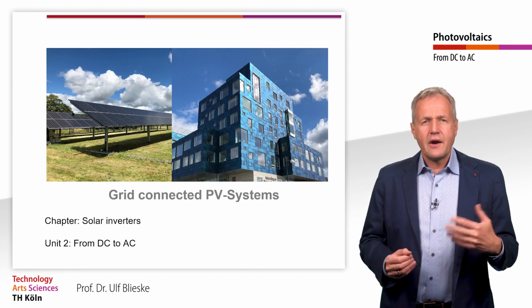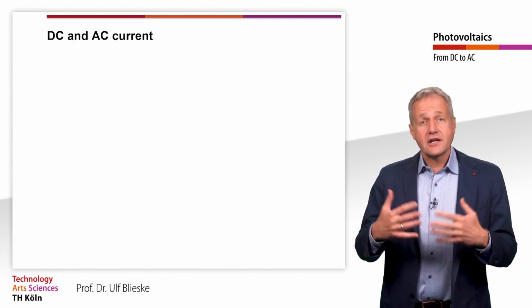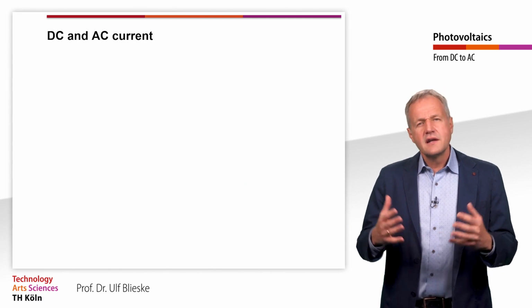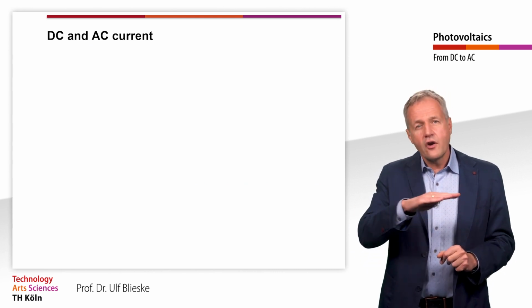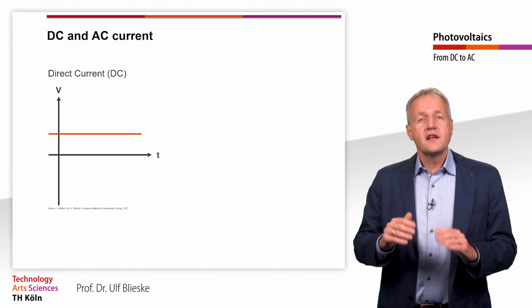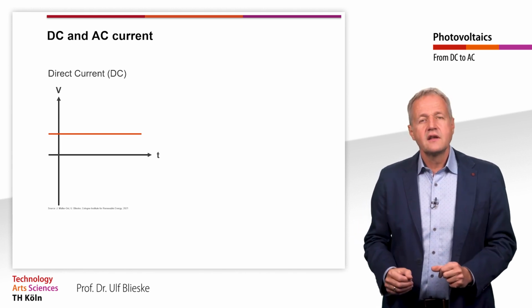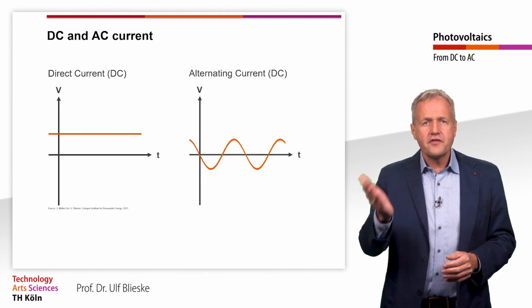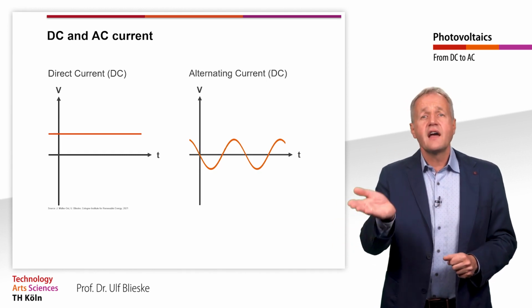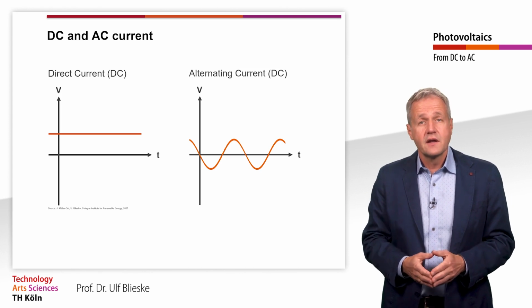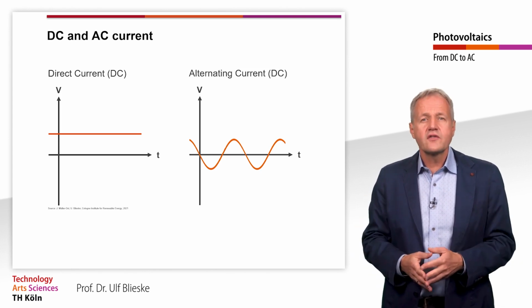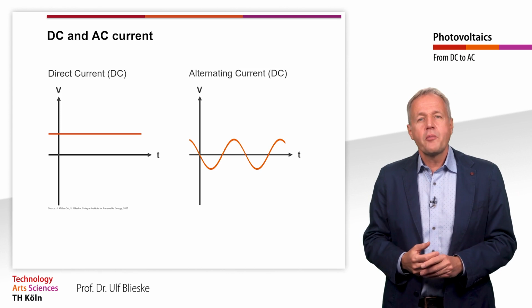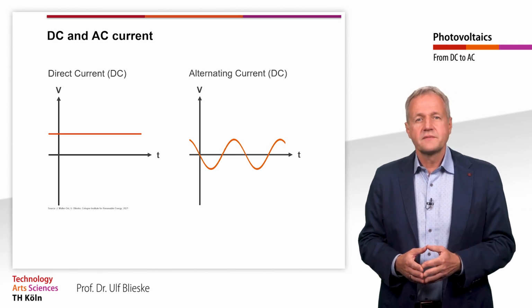But what does direct and alternating current actually mean? In direct current, the electrical current flow moves in a single direction. In contrast, with alternating current, the direction of the current flow changes at regular intervals. Only some consumers, for example a battery, can be operated with direct current.